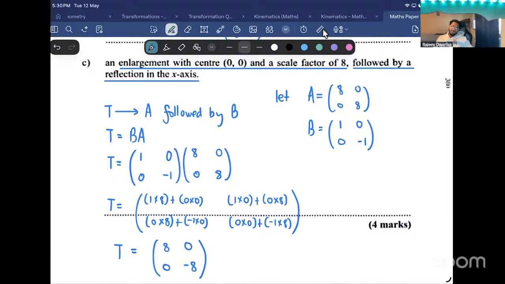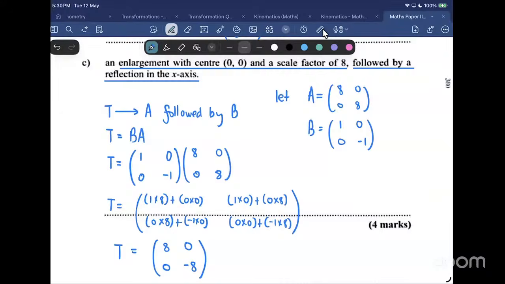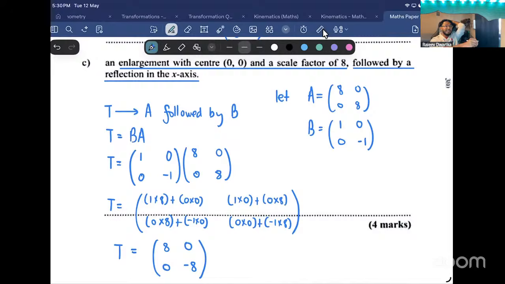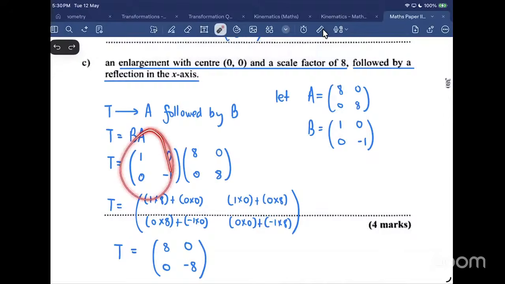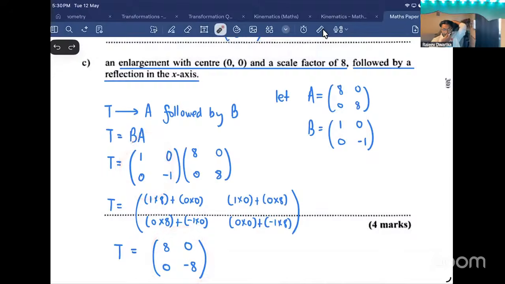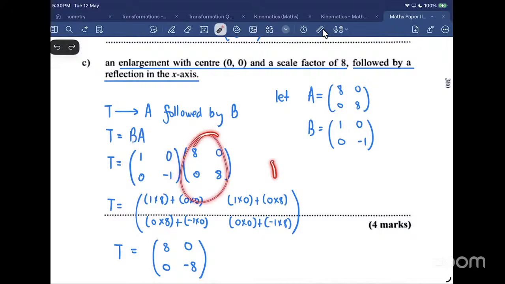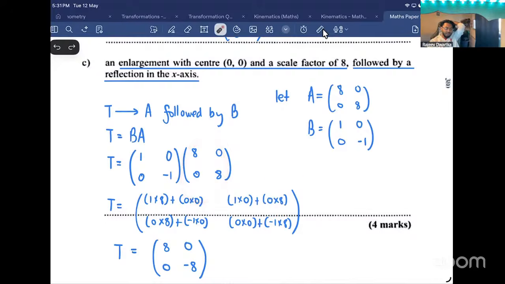You know something? I don't know if you realize. You know what the identity matrices do, right? Any matrix by the identity matrix will give you the exact same matrix. Didn't we just multiply everything here by 8? Because it's just an enlargement, scale factor 8 about 0, 0. And this is just 8 times the identity matrix. So you could have just said 1, 0, 0, minus 1 by 8, and you get 8, 0, 0, minus 8.